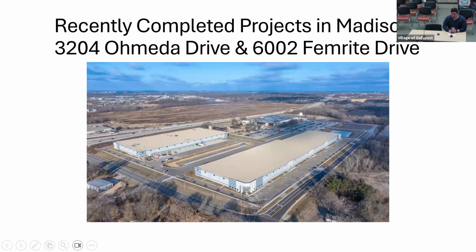If you want to put eyes on some recently completed projects, we did 3204 Omeda and 6002 Femrite in Madison. This is near the GE complex there. The larger building is about 300,000 square feet. The smaller building's about 200,000 square feet. Building one was pre-leased by an outfit called Techniplex. We're having pretty good success with building two and have about half of that leased up as well. So this gives you a pretty good idea of the type of facility we'd be looking to construct here.